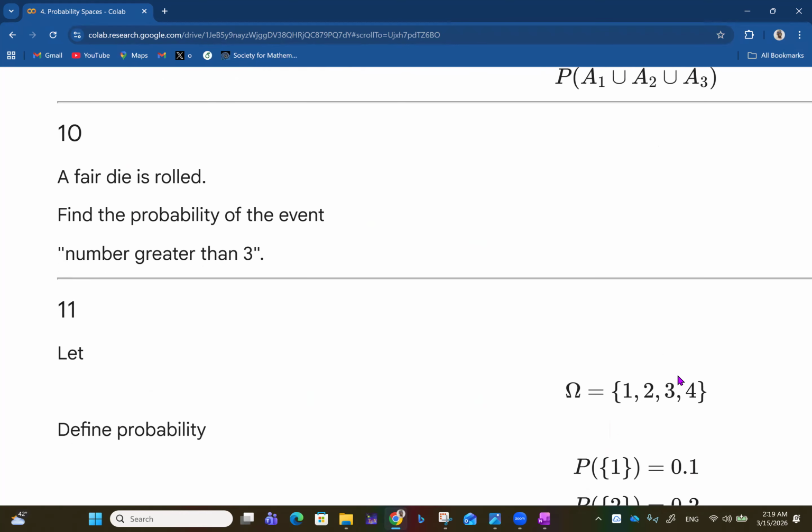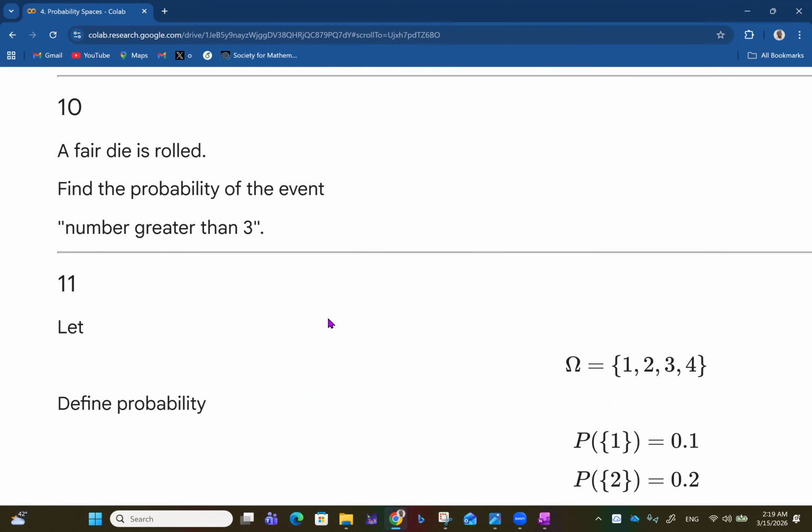Then question 10, a fair die is rolled. Find the probability of the event number greater than 3. For a fair die, you have 1, 2, 3, 4, 5, 6. Any number greater than 3 will be 4, 5, and 6. So that will be 3 over 6 easily.